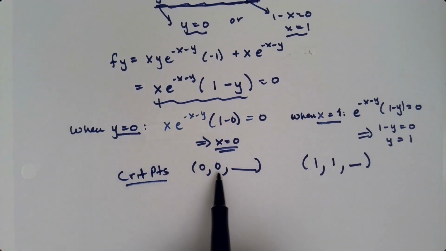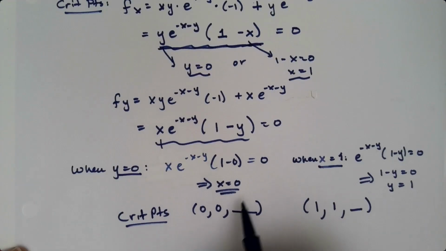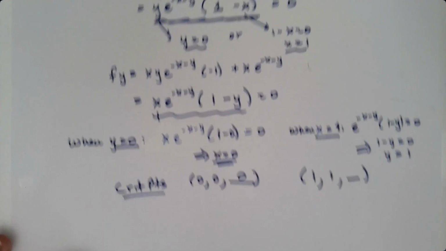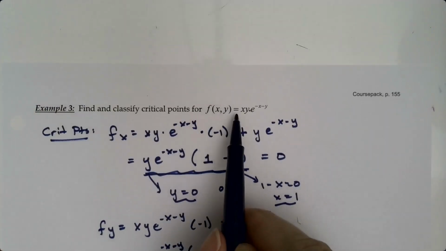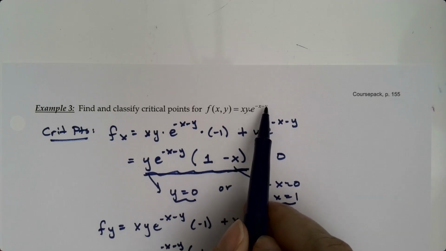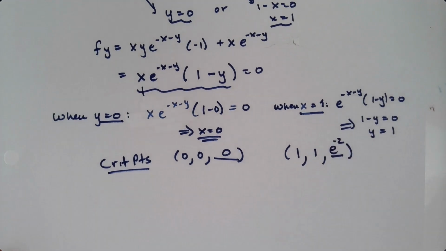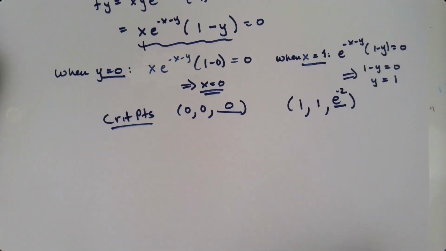0, 0 is easy to figure out, by the way. If you put 0 and 0 in for x and y, you're going to get 0. So that's pretty easy. 1, 1 would be 1 times e to the negative 1 minus 1, right? Negative 1 minus 1 is negative 2. So this is e to the negative 2. You don't have to do those right now. You can do them later. It doesn't really affect anything.